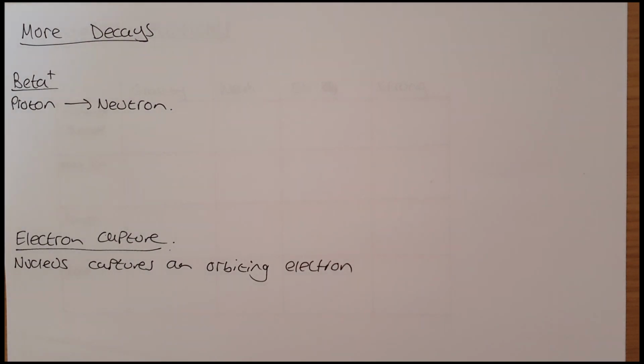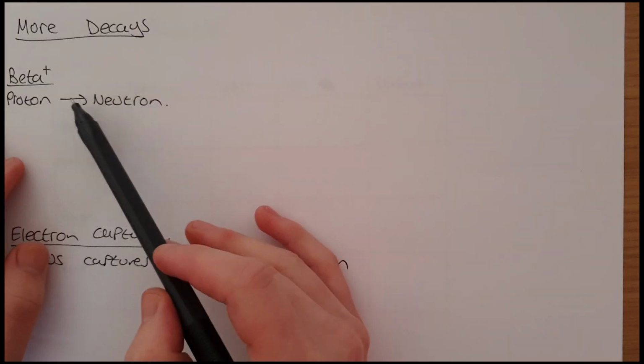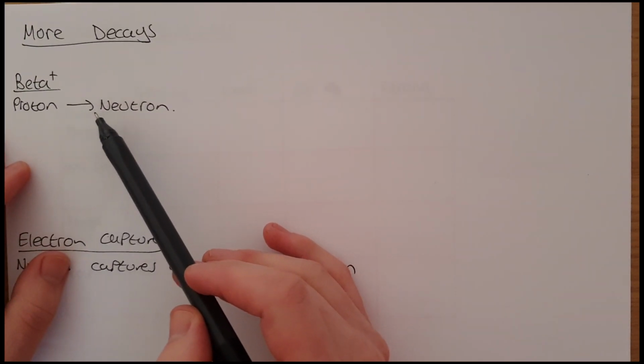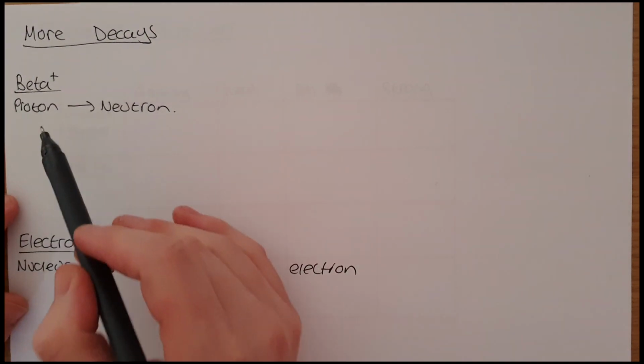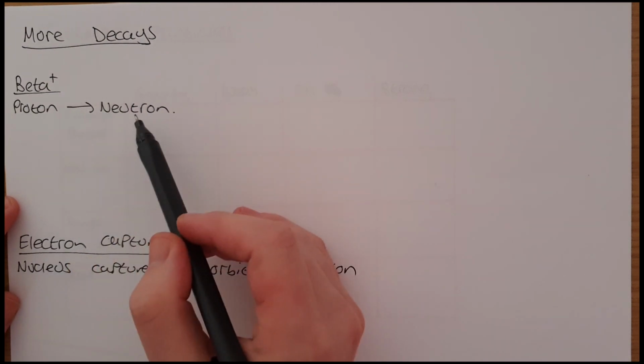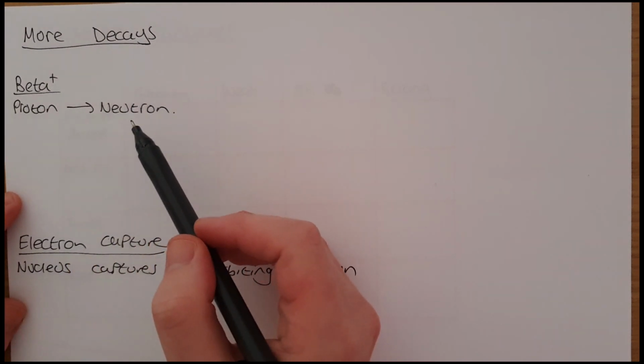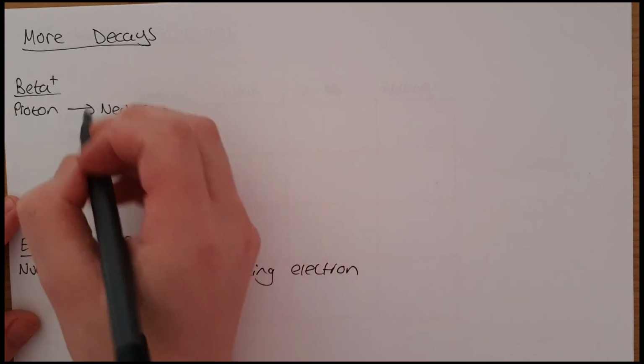In video 2 we looked at alpha decay and beta minus decay. Well, there is an alternative to beta minus decay, and that's beta plus decay. In beta plus decay, a proton changes into a neutron, compared to beta minus decay, where a neutron changes into a proton. That means if we want to write out a general equation, we can do this.